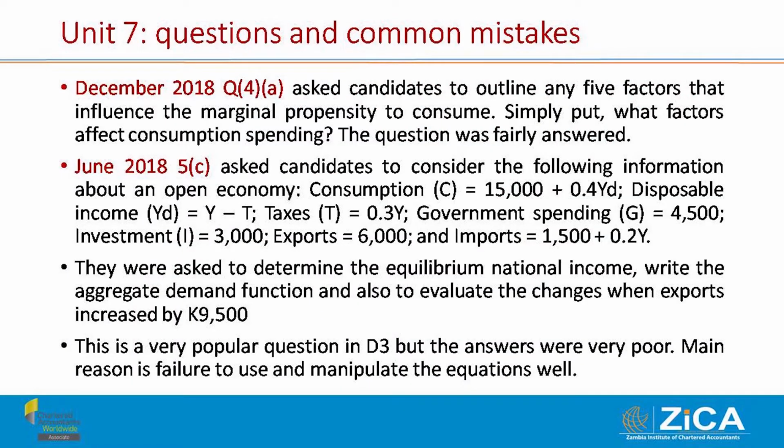It is also very important to note that there has been a number of questions relating to this. One of the questions that was there was in December 2018, question 4A, where candidates were given some variables on I, C, and so on, and they were required to determine the equilibrium national income. One common issue was that candidates were able to identify what was supposed to be done, but then when substituting equations, that is where the problem was. So candidates are advised that they must practice this so that they can understand what exactly to do with equilibrium questions.